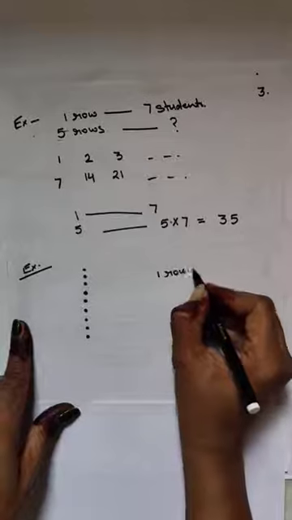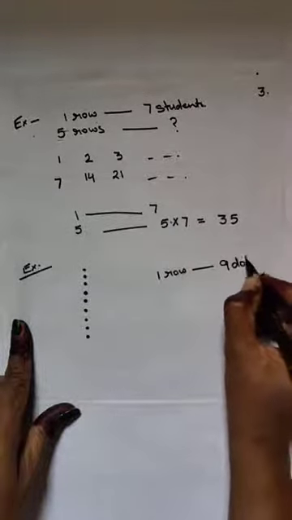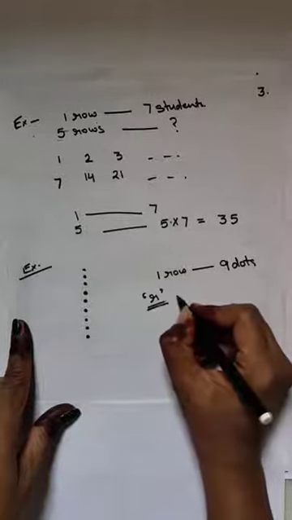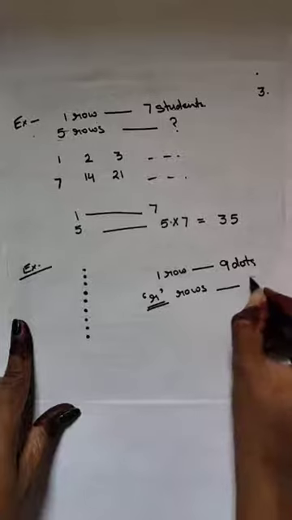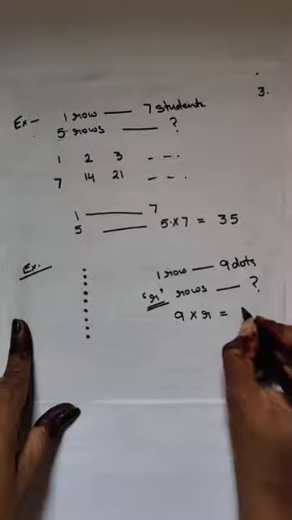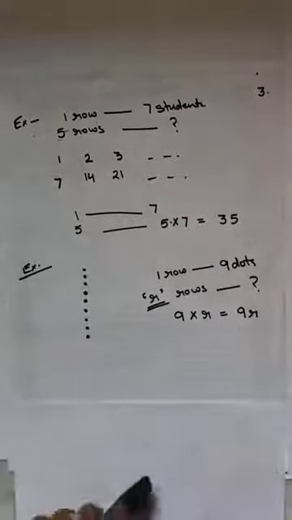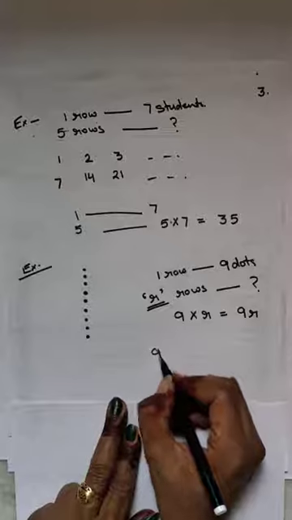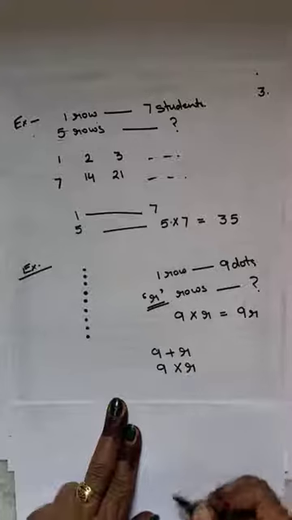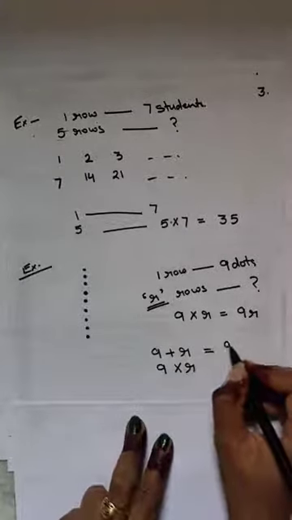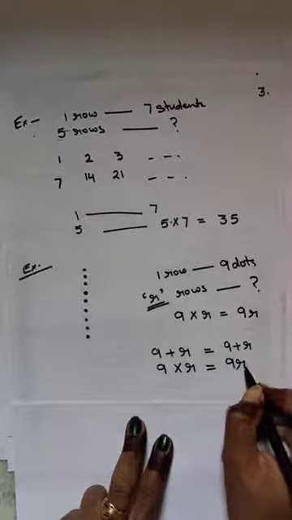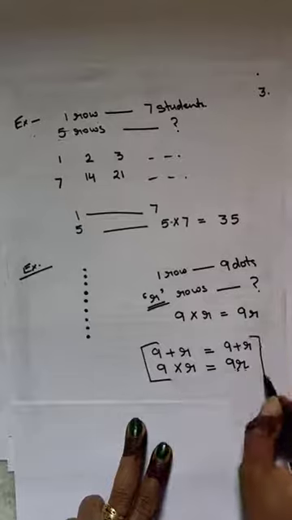In one row, we have 9 dots. Then in our number of rows, how many dots we have? It is 9 multiplied by r, 9r. Remember one thing, that 9 plus r is different from 9 multiplied by r. 9 plus r will remain 9 plus r, and 9 multiplied by r will become 9r. These two are different.